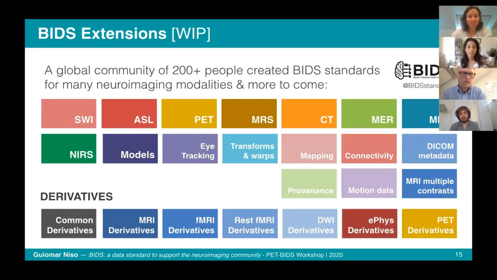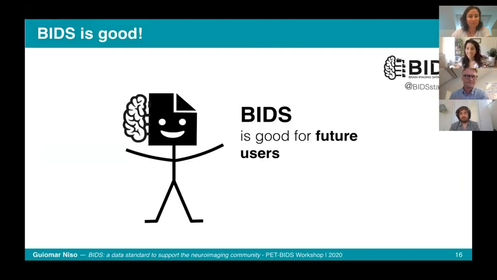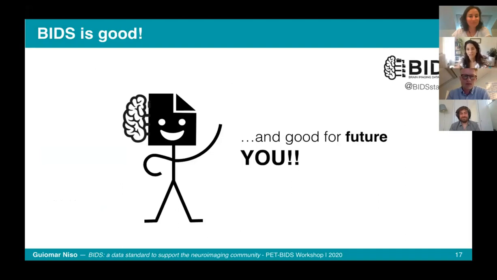We also have the derivatives, which are what you have after you process your data, when it's no longer in raw format. You will have to specify the derivatives, and the common derivatives were already merged like a week ago. So they are already in the main specification, and soon we'll have specific derivatives for every modality. And having your data organized in BIDS is really good for future users, but also very good for future you, because at the end, if you have your data organized, you can also do very good future projects.